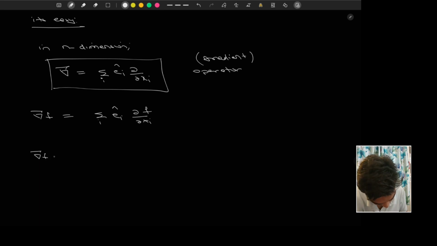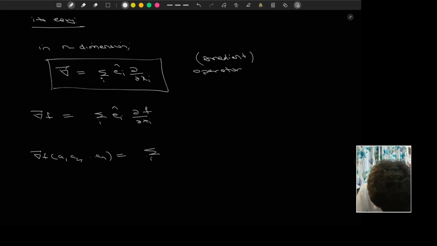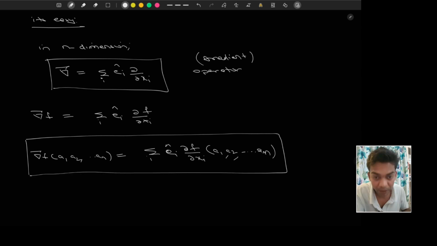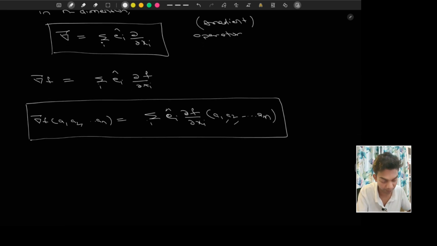And at a particular point, let's say a1, a2 up to an, the meaning remains the same. If I go to this particular point a1, a2 up to an, and I compute the gradient, this means that in the direction of the gradient the rate of change of the function will be maximum, and in the opposite direction the rate of change of the function will be minimum. That just comes from the definition of directional derivatives.